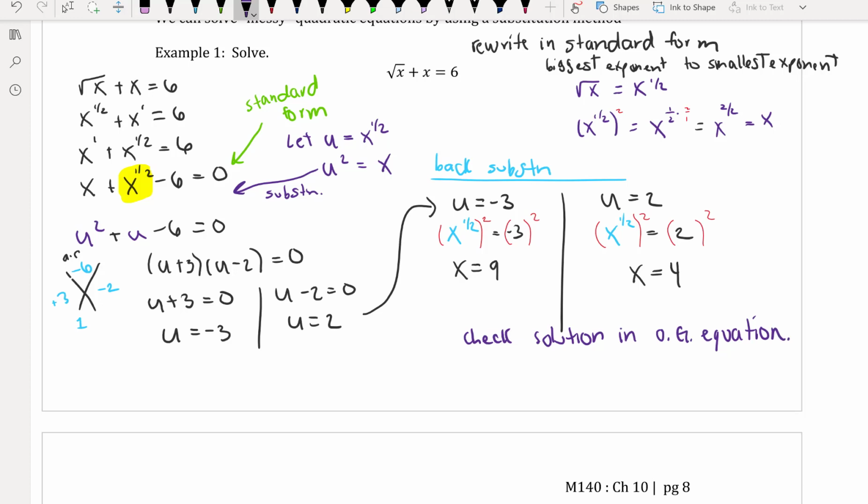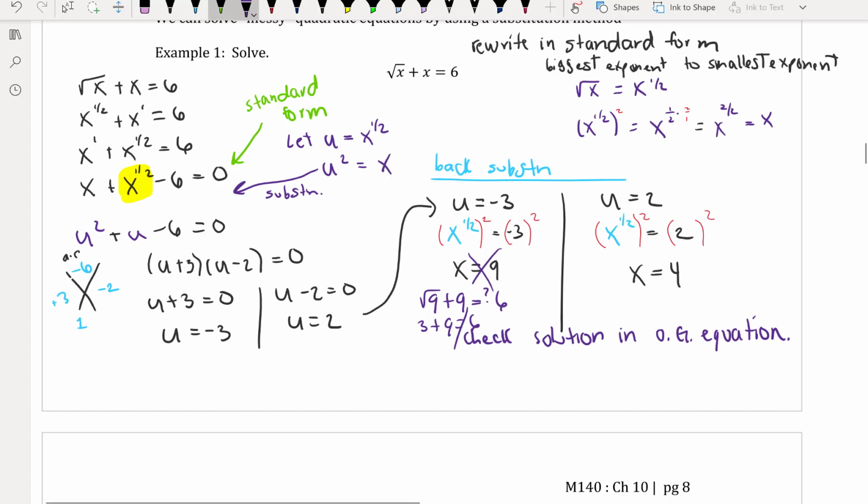So let's go ahead and do that. So I have the square root of 9 plus 9. Does that equal 6? Well, this is 3 plus 9, which is not equal. So that does not work. So let's try the next one.